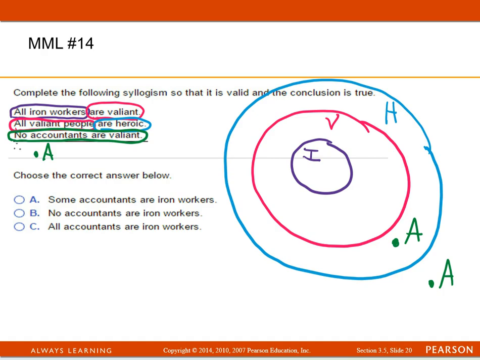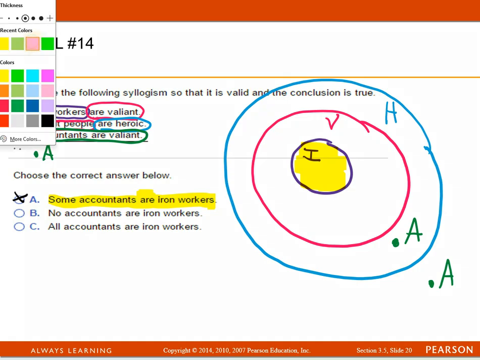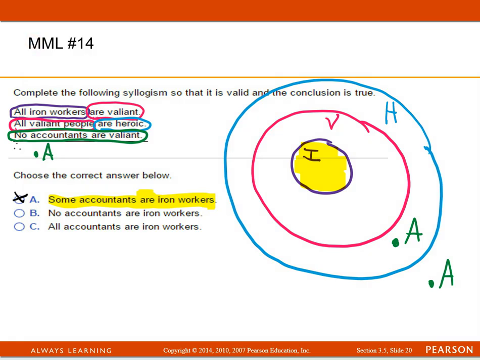So when I'm looking at these choices here, let's start with the first one. Some accountants are iron workers. No, there are no accountants in here. None. So it can't be that one. And then it says no accountants are iron workers. And the last one is all accountants are iron workers. That's false. There are not. Yeah, it's B.